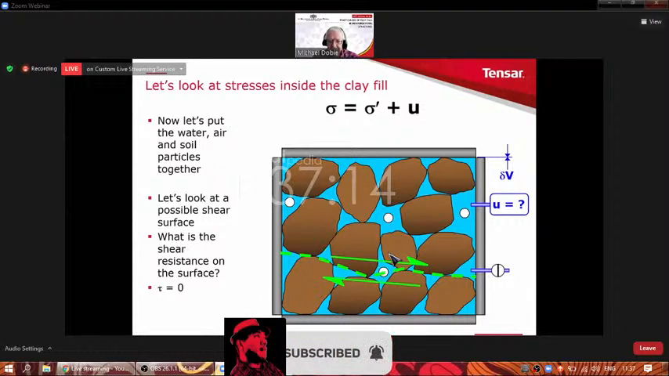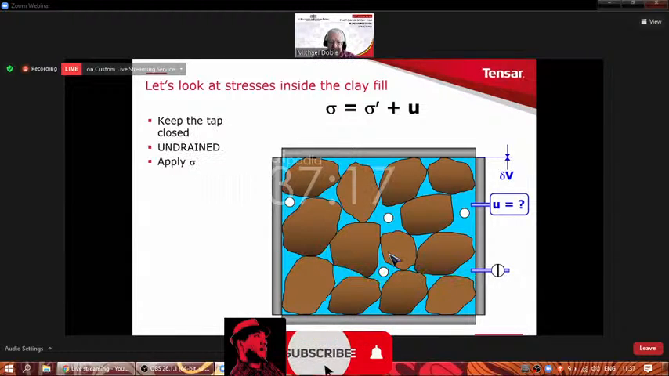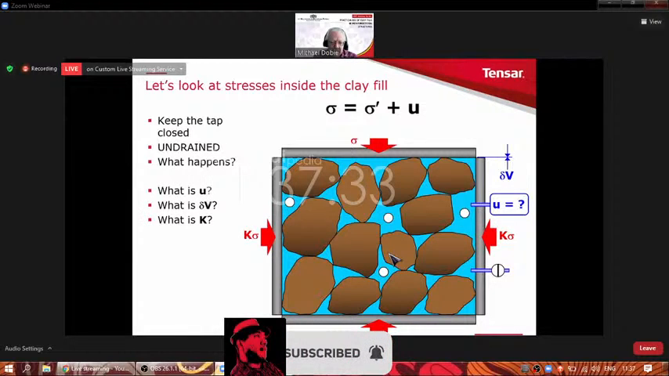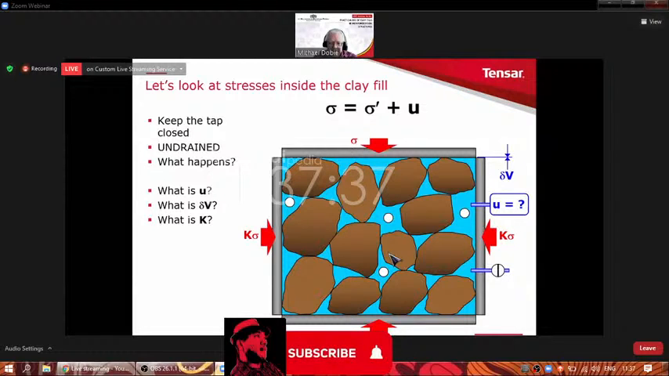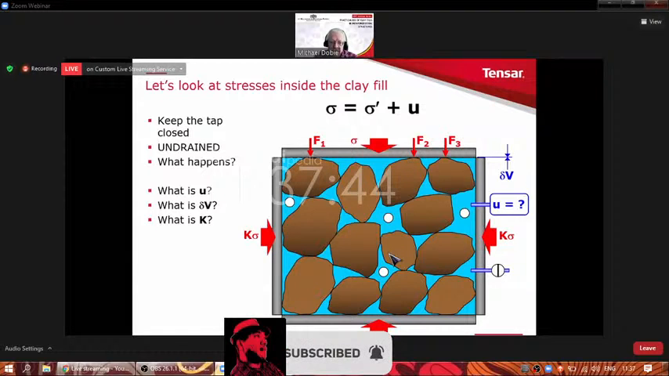So we're now going to repeat what we did for the saturated case. We're going to apply sigma, remembering all the time that this is undrained. I'm never going to open the tap in this little discussion today. So it's undrained, and we apply sigma. The question is, what happens? We have to hold in the sides of the boxes. What is U, what's delta V, and what is K? And the answers are going to be like this. And also, of course, what is the effective stress? And it's going to be like this.